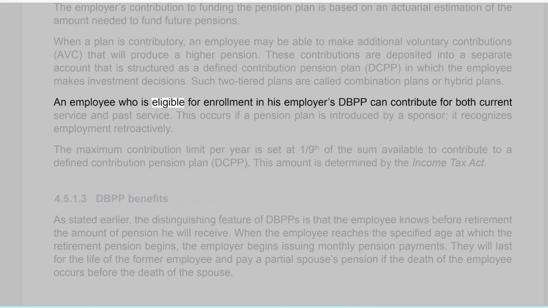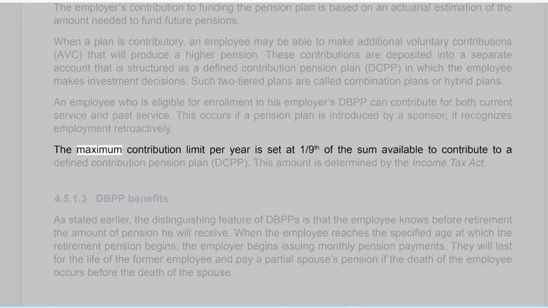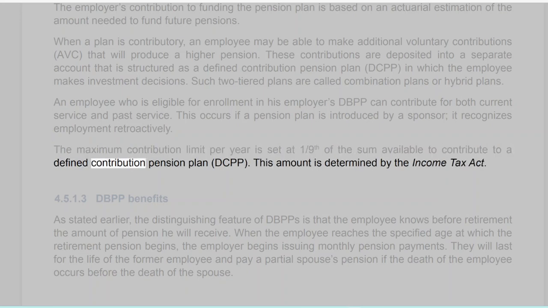An employee who is eligible for enrollment in his employer's DBPP can contribute for both current service and past service. This occurs if a pension plan is introduced by a sponsor, it recognizes employment retroactively. The maximum contribution limit per year is set at 1/9th of the sum available to contribute to a defined contribution pension plan, DCPP. This amount is determined by the Income Tax Act.